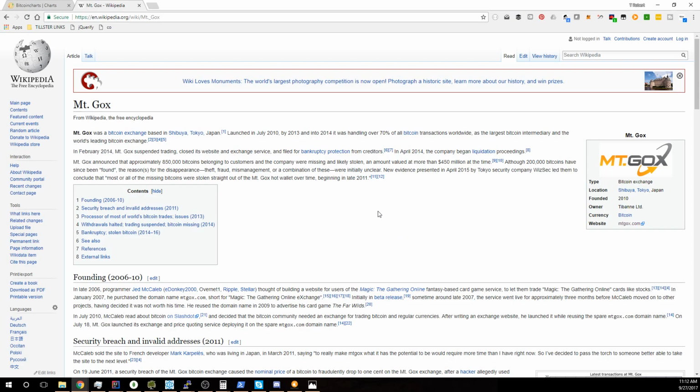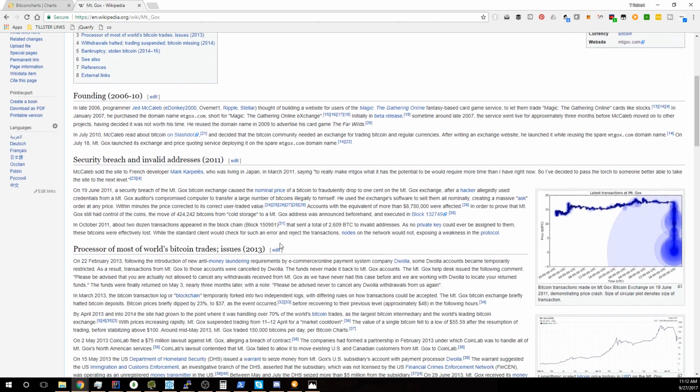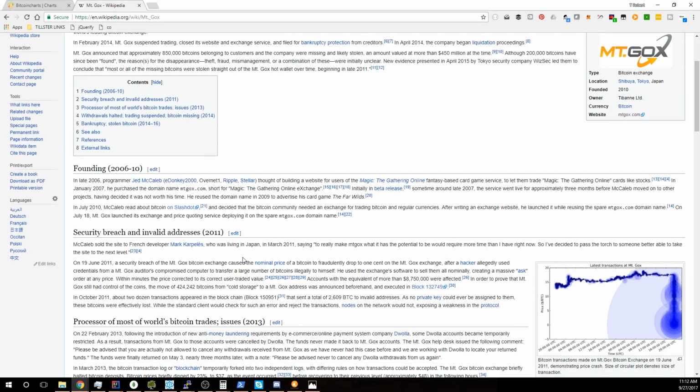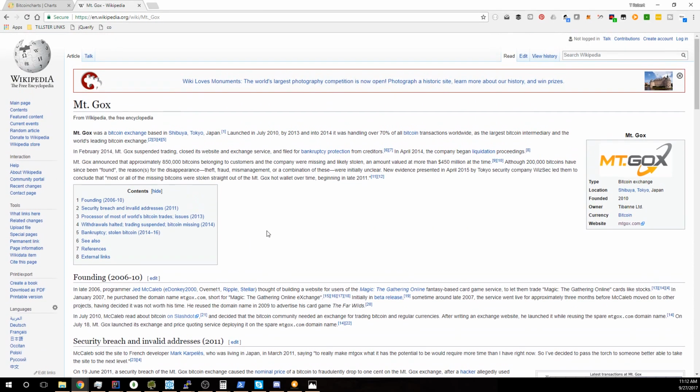Mt. Gox was famously created by someone who I have a lot of respect for and who I've worked closely with in the past, named Jed McCaleb. We worked on eDonkey 2000 projects together. He went on to create Overnet, Ripple, Stellar, and other coins that I'm sure you've heard of. In the beginning he was just trying to create a Magic the Gathering online exchange in order to allow people to trade their Magic the Gathering cards. In the end, it quickly became one of the most famous Bitcoin exchanges, which he sold, and then it went bankrupt after suspending trading and having all this Bitcoin missing from it.